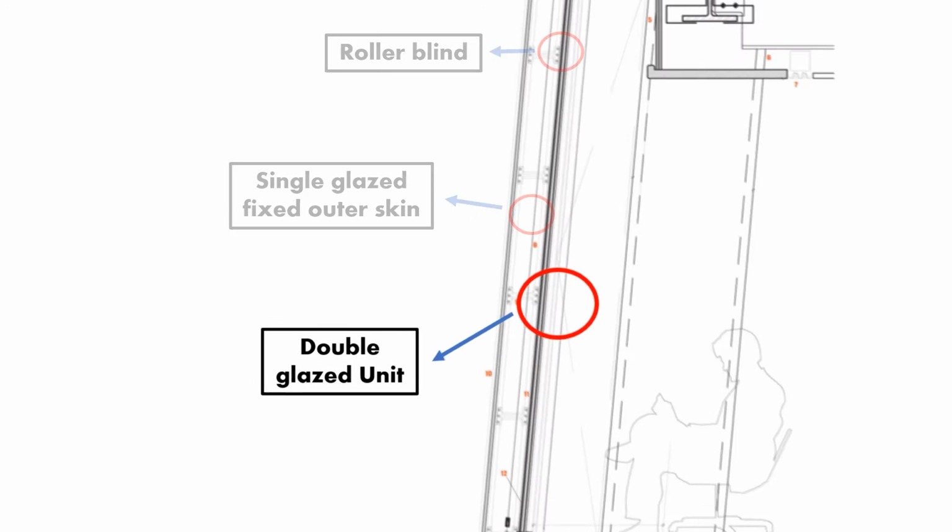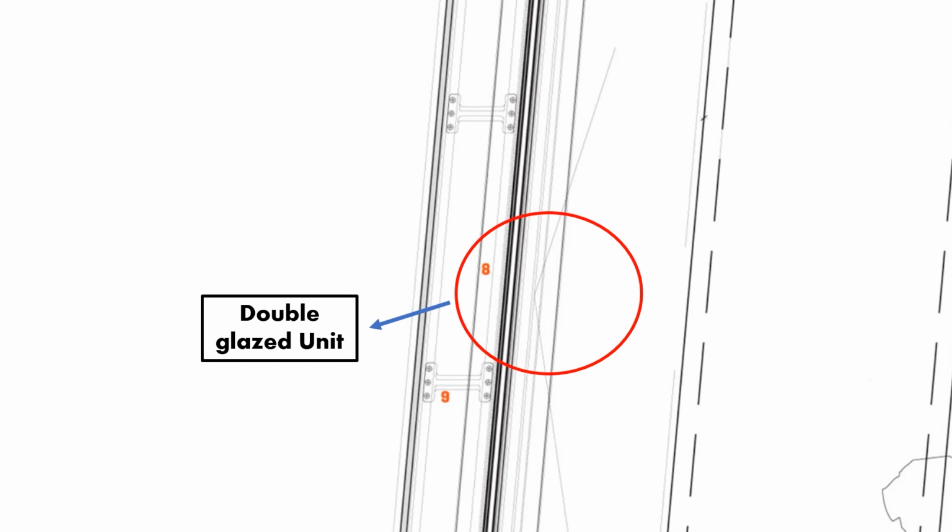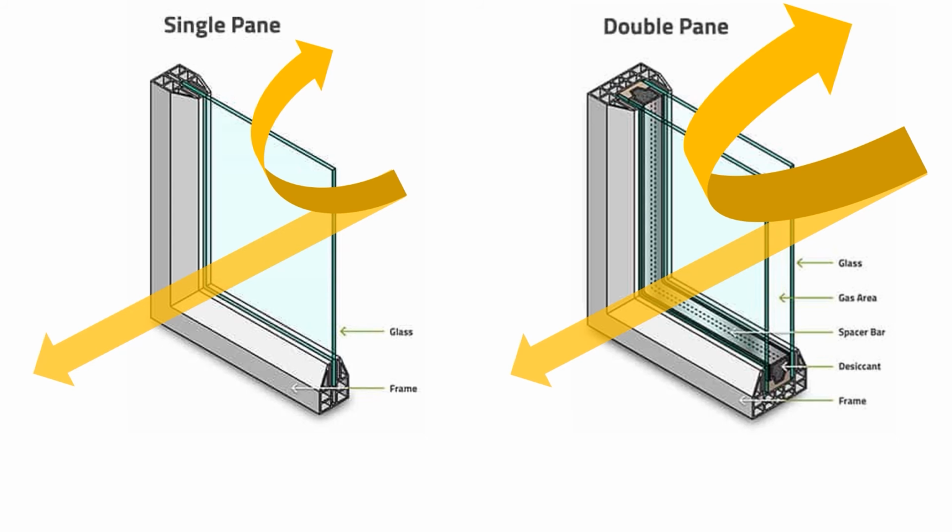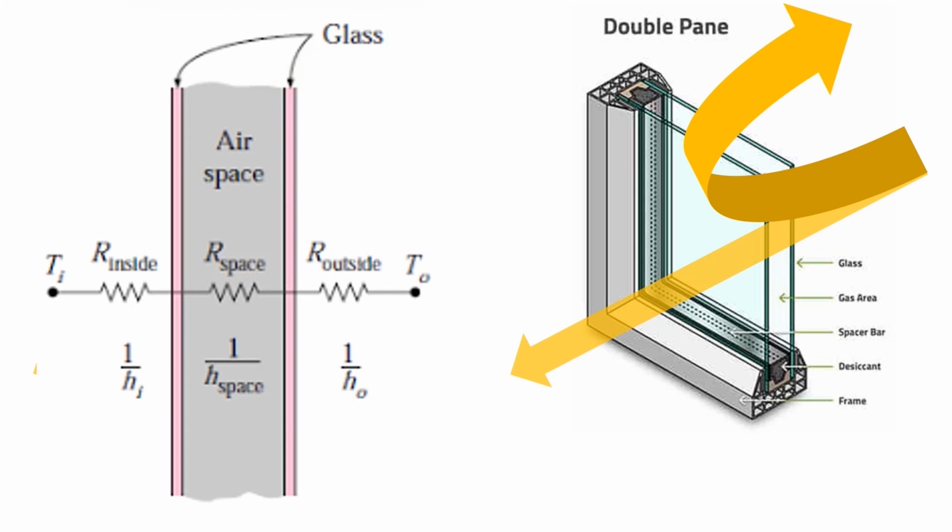Next, double glass unit used to inner glass panel. Compared to single pane, double glass unit has more heat reduction due to cavity between glass panes. Cavity is filled with air or gas, which has a higher thermal resistance compared to glass.